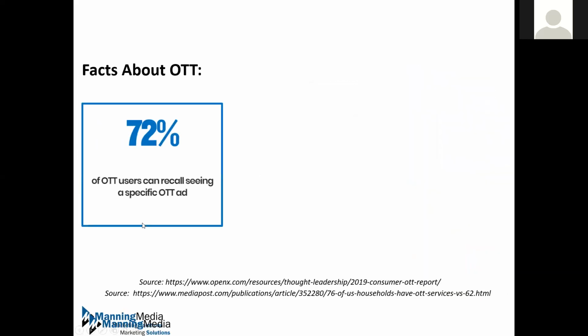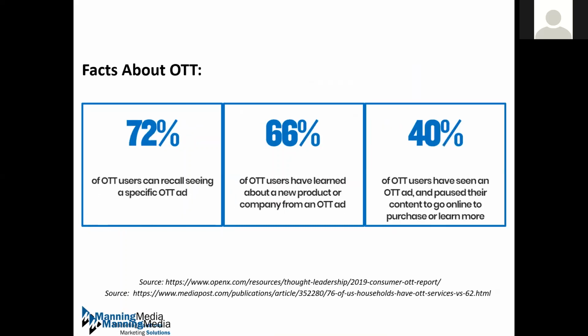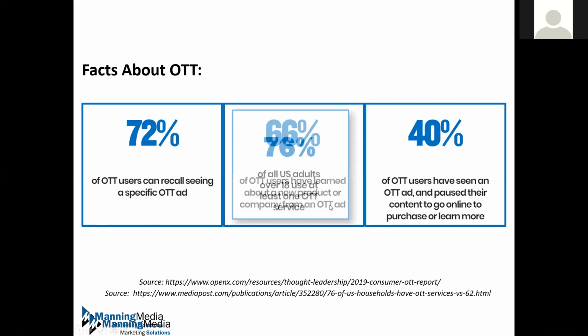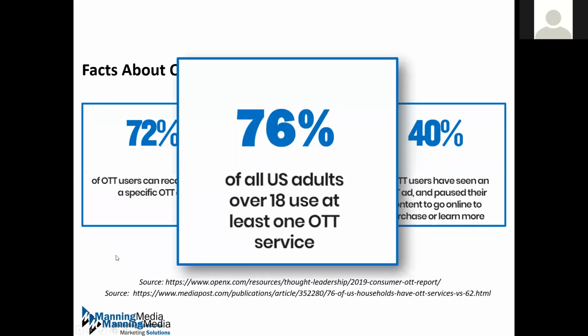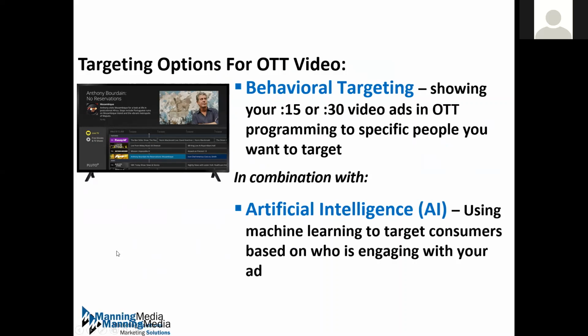So 72% of OTT users can recall seeing a very specific OTT ad. 66% of OTT users have learned about a new product or company from an OTT ad. And 40% of those users have seen an ad and paused their content to go online to purchase or learn more. 76% of all US adults over 18 use at least one OTT device. Targeting options for OTT: behavioral, and we can run it in combination with artificial intelligence. Again, targeted to the geography where you want to be.